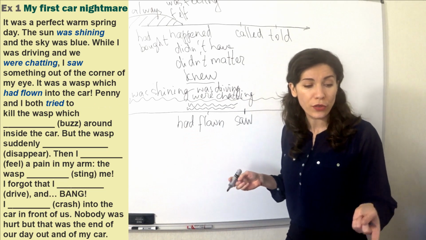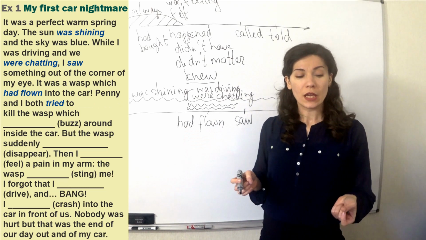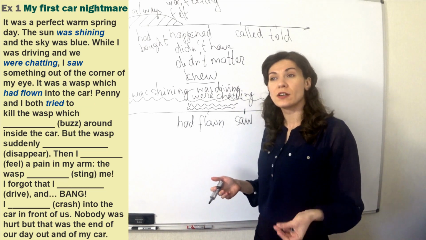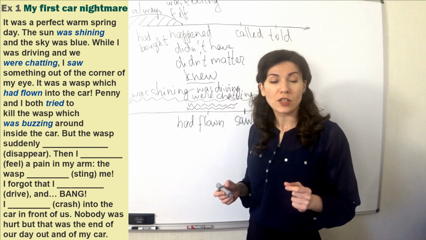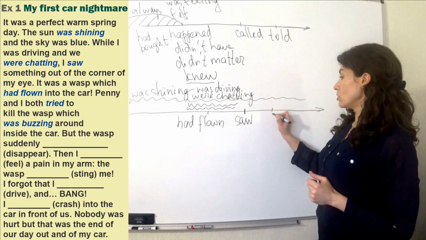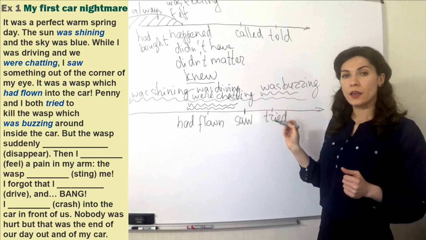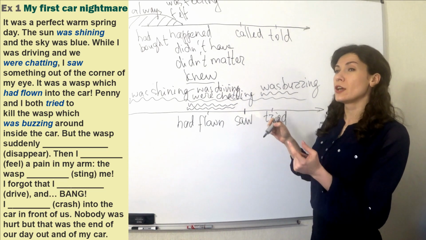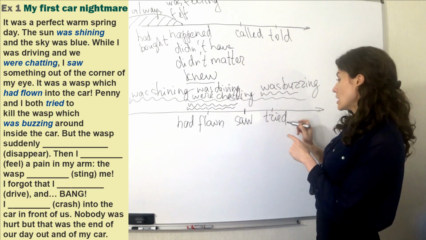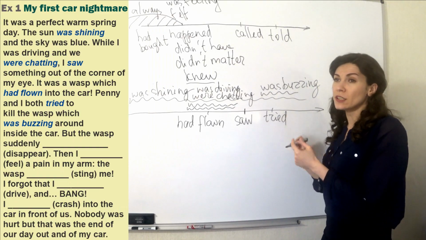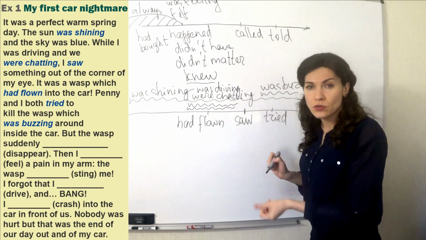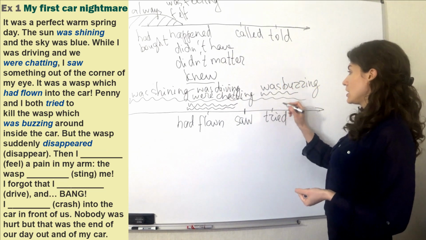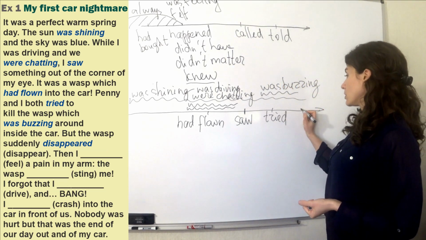Penny and I both tried to kill the wasp. Here we need tried because we don't want to emphasize the process. We just want to emphasize our effort, which was buzzing inside the car. Then we saw, we tried. If we said we were trying, there would have been another action that would have interrupted it in the past. For example, we were trying to kill it when we bumped into a tree. But what happened next was the wasp suddenly disappeared. It is the next action, so we need the past simple to describe it.